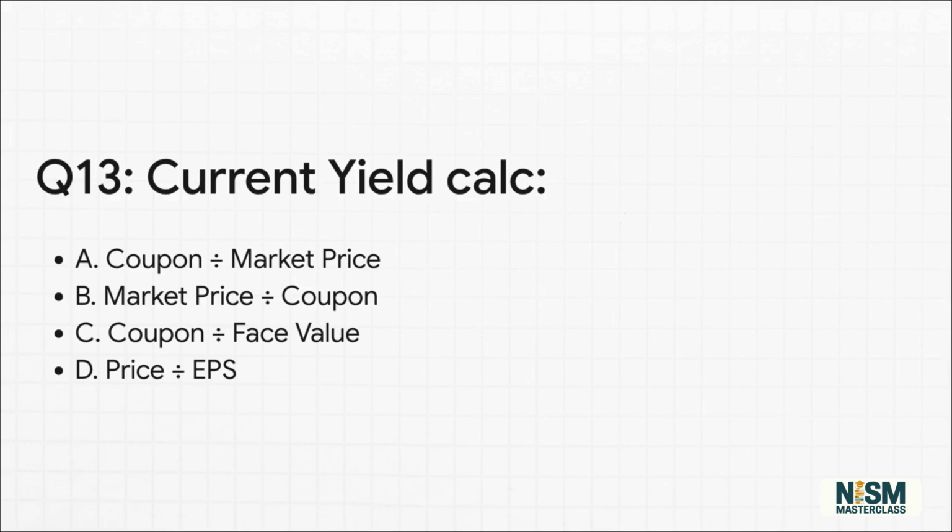The correct answer is option A, coupon divided by market price. While this is super simple to calculate, it's really important to know its limitations. Current yield completely ignores capital gains or losses, and it ignores reinvestment income, which is exactly why yield to maturity is usually considered a far superior metric for bond investors.